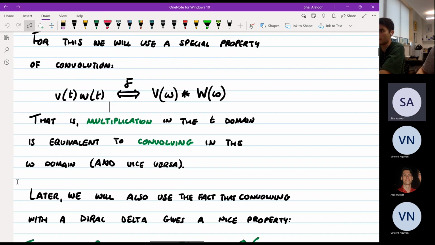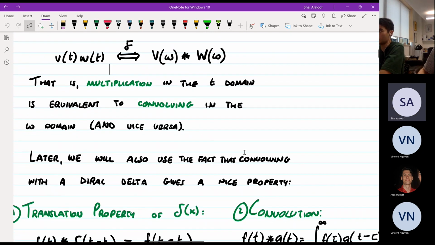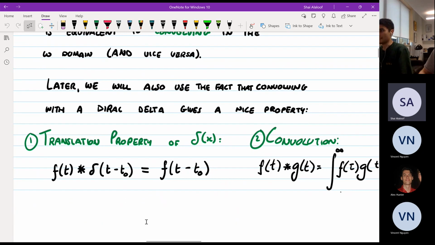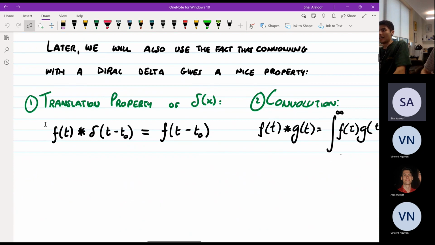Yep, so that's what I was saying. Later, we will also use that convolving with a Dirac delta gives them. Okay, so we're going to use some nice properties of Dirac delta functions, which is mainly this. It's called a translation property. This is just specific to this question. You don't really have to know this.